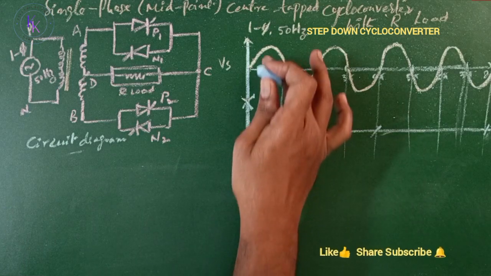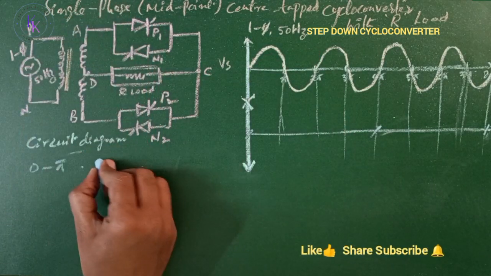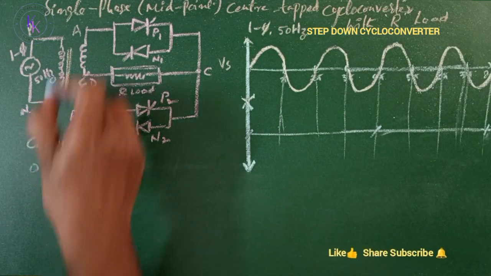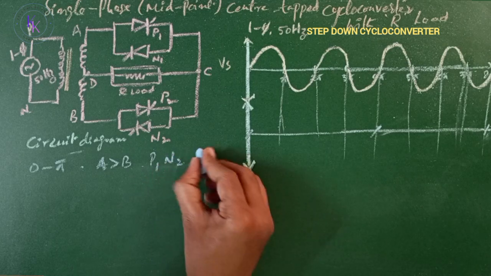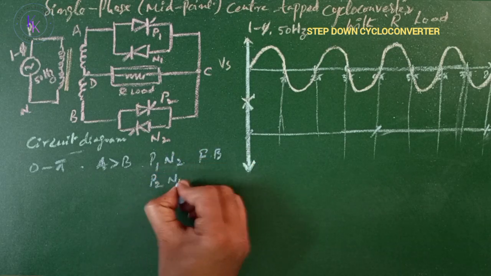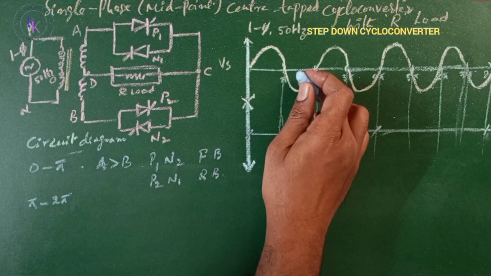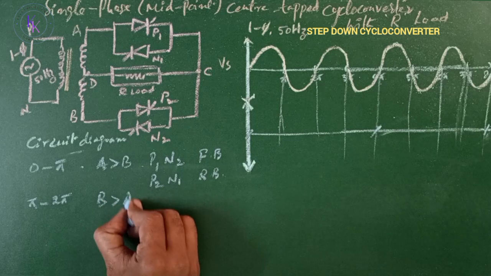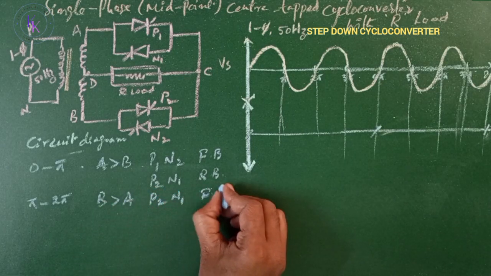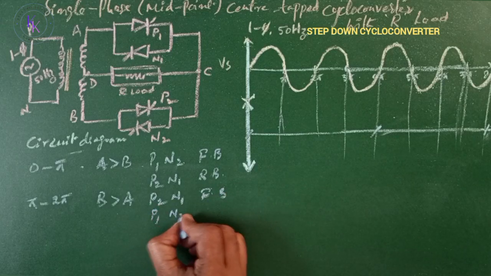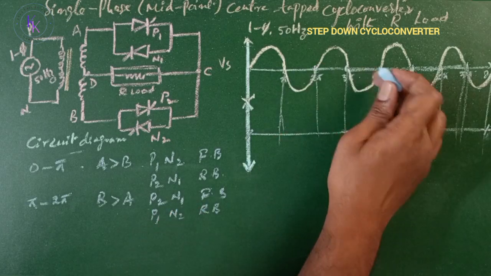Now in the positive half cycle, that is from 0 to pi, if you observe, A is having more potential than B of the secondary winding of the transformer. P1 and N2 are forward biased, P2 and N1 are reverse biased. From pi to 2 pi, that is the negative half cycle, B is more positive than A, where P2 and N1 are forward biased and P1 and N2 are reverse biased. So we can use P2 or N1 in the negative half cycle.